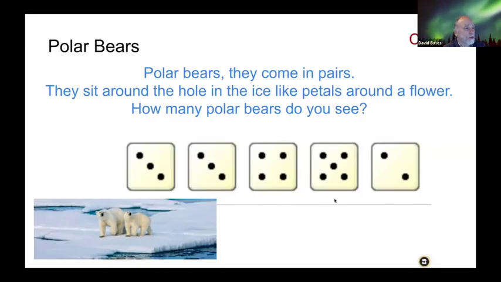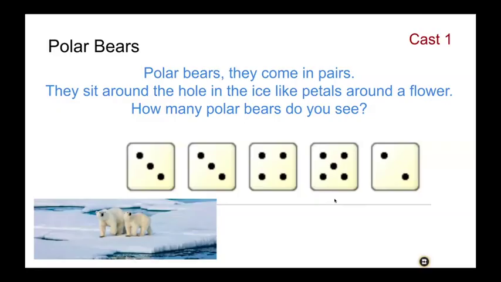Okay, so just a quick question for you. Tammy, let me know if I got this correctly. But what you said is that for the dice that have a dot in the middle, like the 3 and the 5, that dot in the middle represents a hole in the ice, and that the other dots represent pairs of polar bears. Did I get that right?